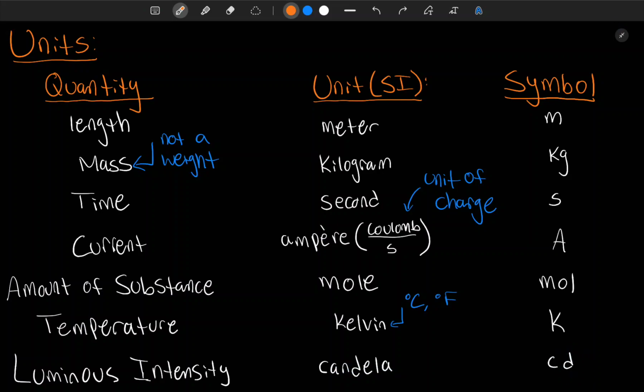So, as I said before, this is one unit system called the International System of Units, or the SI unit system. And it's used by most scientists. But there are other such unit systems.